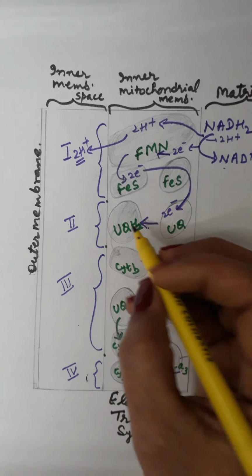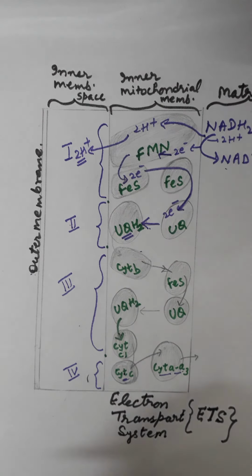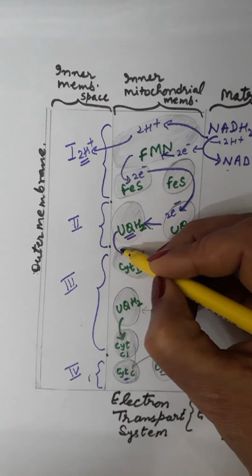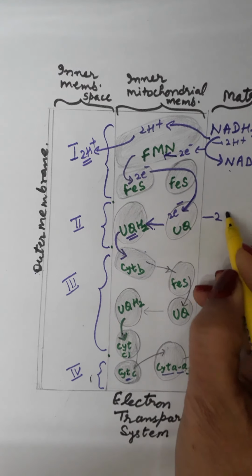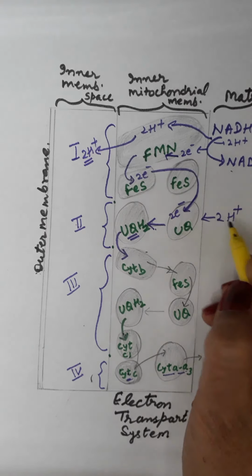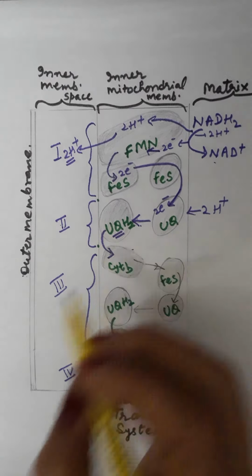Inside complex 2, there is ubiquinone which receives electrons. And now from complex 2, electrons are transferred to complex 3. They again show a downhill journey and energy is released. This energy is used in picking up 2 protons from the matrix to the inner membrane space. Now the electrons are transferred from complex 2 to complex 3, from cytochrome B to the next ubiquinone.